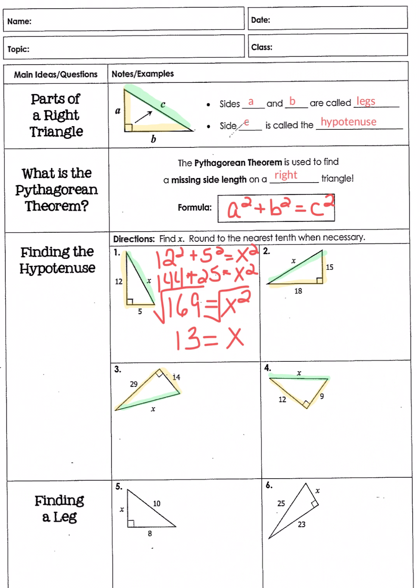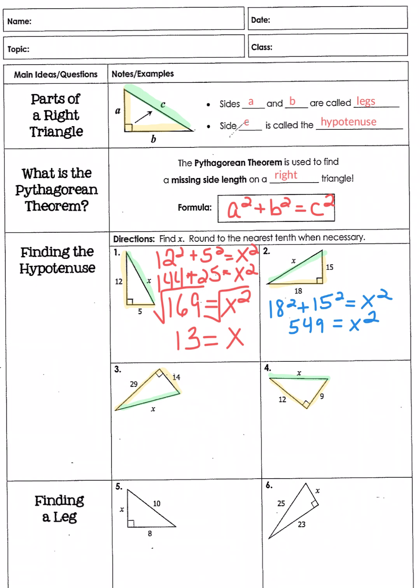Next, let's look at number 2. Again, it doesn't matter which side I call A and which side I call B. So I'm going to do 18 squared plus 15 squared equals x squared. Then I'm going to use my calculator and actually do 18 squared plus 15 squared. Don't forget you have an x squared key on your calculator. So when I did that, I put it all in the calculator at one time. I did 18 squared plus 15 squared, and I got 549 equals x squared. Now my last step is to take the square root of 549.